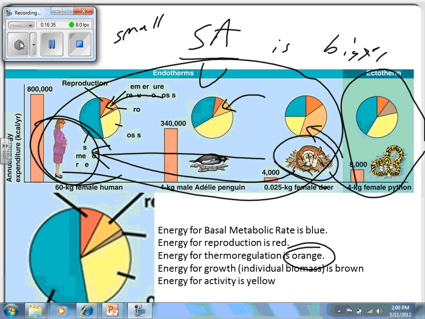The brown is energy for growth. So they're not growing. None of these are growing a whole lot at this point in time. We're looking at adults for the most part.